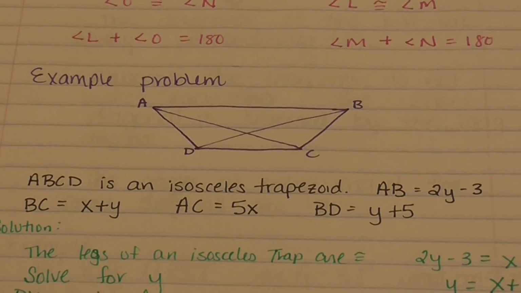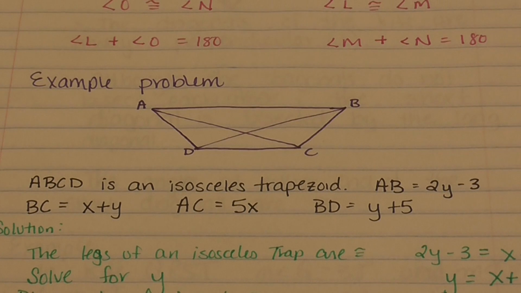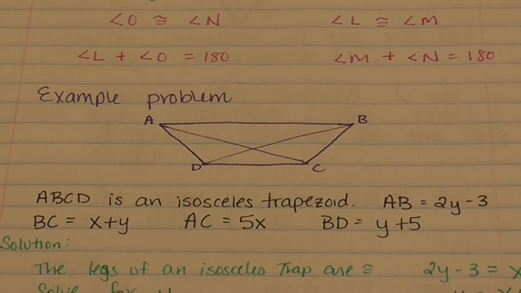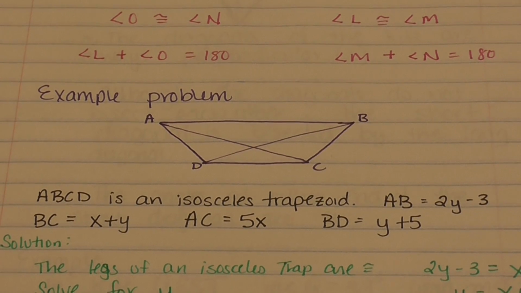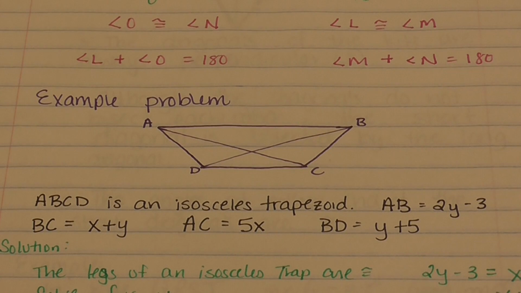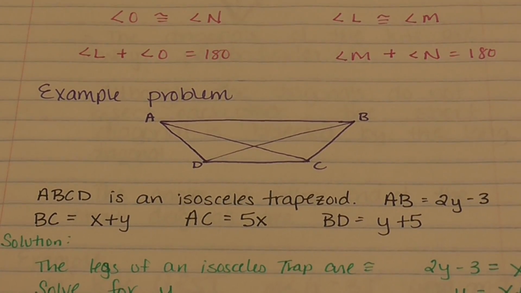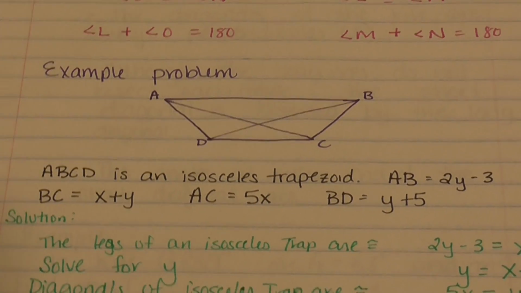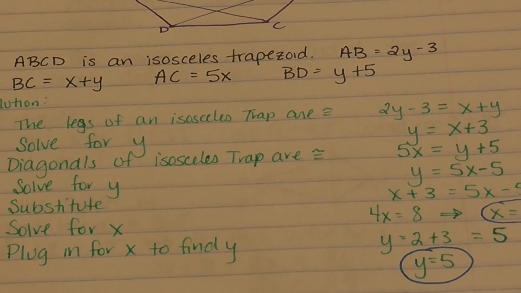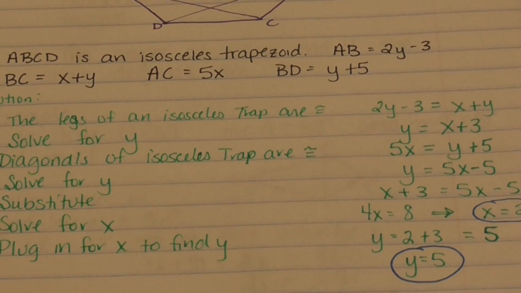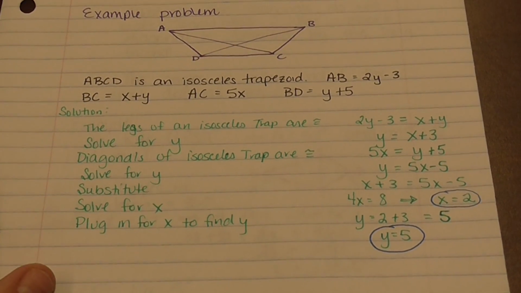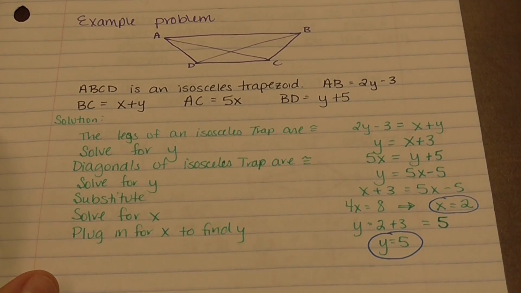So in a problem like this, I have ABCD is an isosceles trapezoid. AB is equal to 2y minus 3, BC is x plus y, AC is 5x, and BD is y plus 5. The legs of the isosceles trapezoid are congruent, so I know that 2y minus 3 equals x plus y. I'm going to solve for y, and I end up with y equals x plus 3.